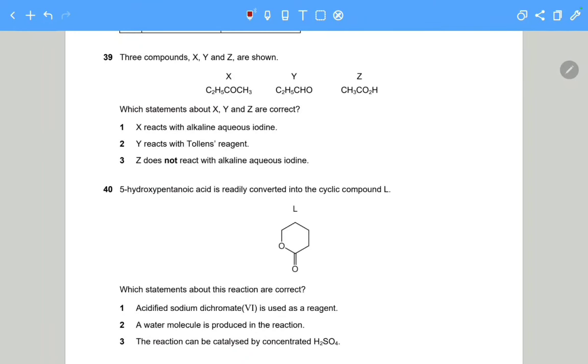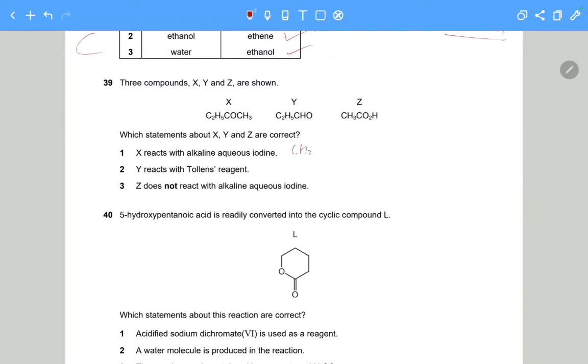Question 39. 3 compounds X, Y and Z are shown. X is C2H5COCH3, a ketone. Y is C2H5CHO, aldehyde. Z is CH3CO2H, carboxylic acid. So which statements about X, Y and Z are correct? X reacts with alkaline aqueous iodine. Remember, the conditions for this are either CH3CO or CH3CHOH. So only these 2 types of compounds will react with alkaline aqueous iodine, and therefore X does have this CH3CO, so this is correct.